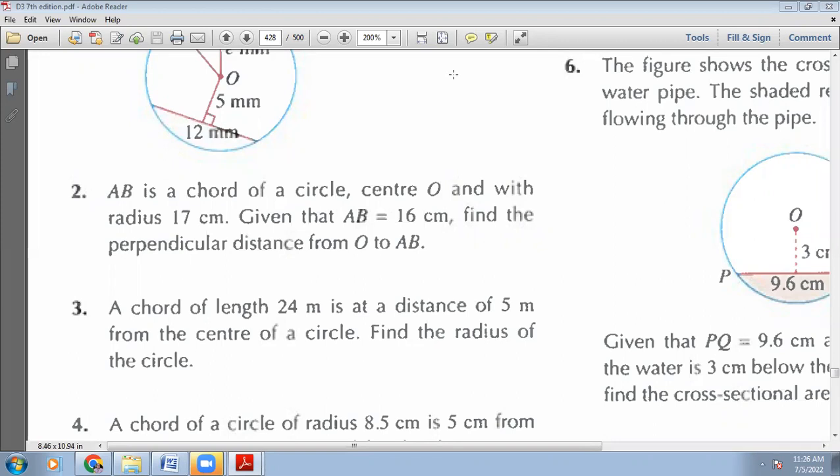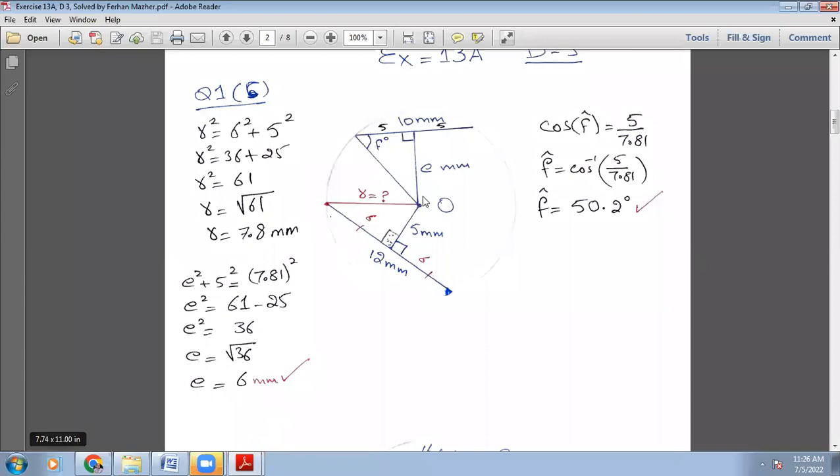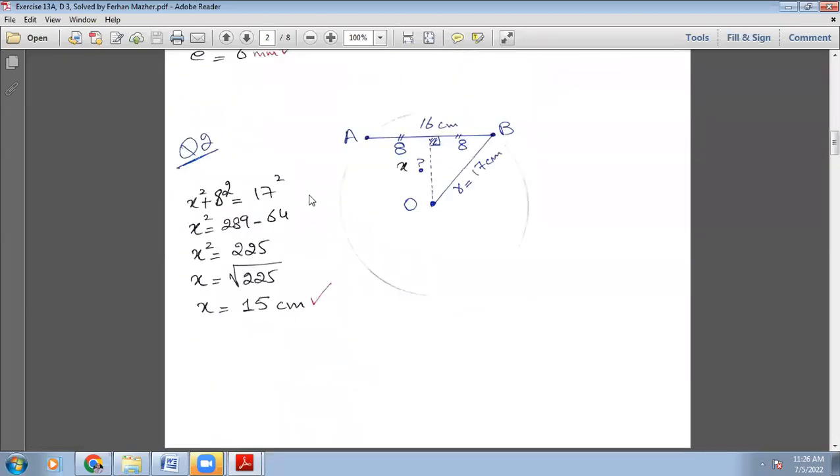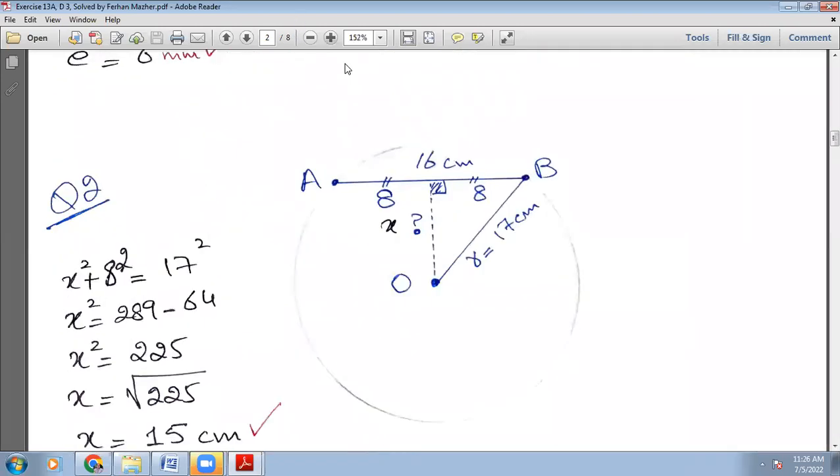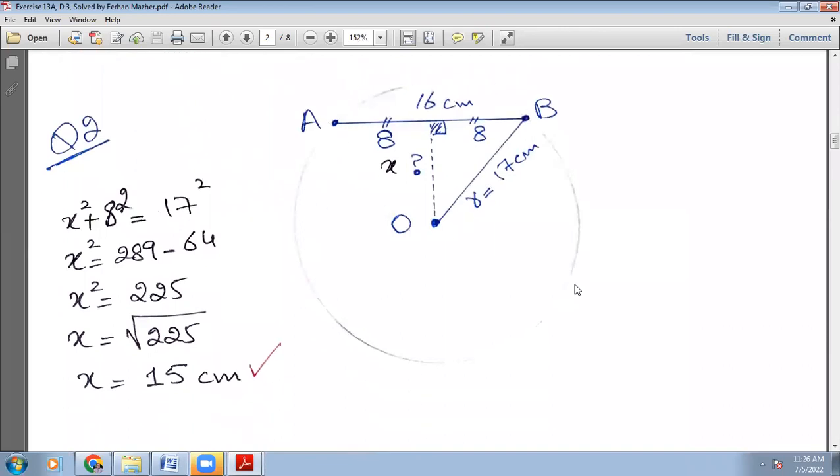So we have to draw a circle. This is not to the scale. We just want a diagram to understand this question. Okay, so here you see I have drawn a circle and I suppose its radius is 17. Here is a chord whose length is 16 centimeter.